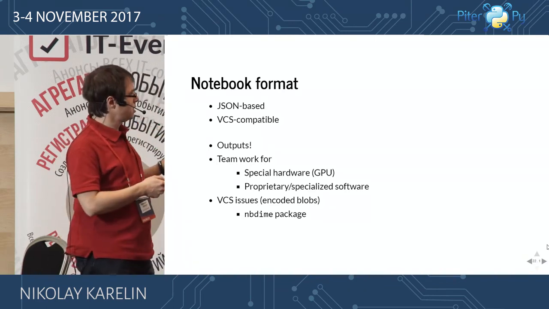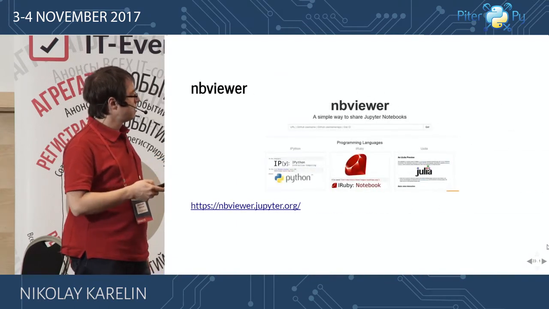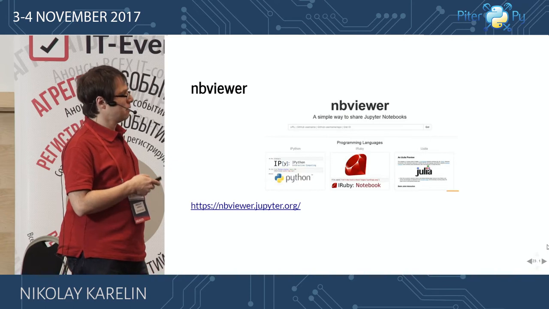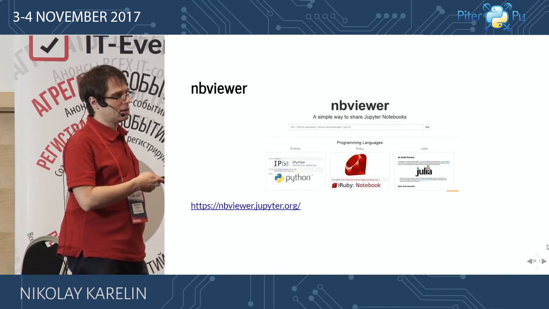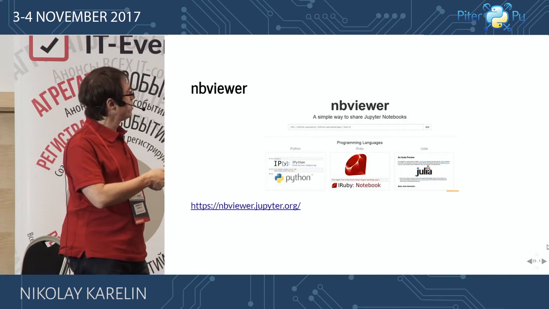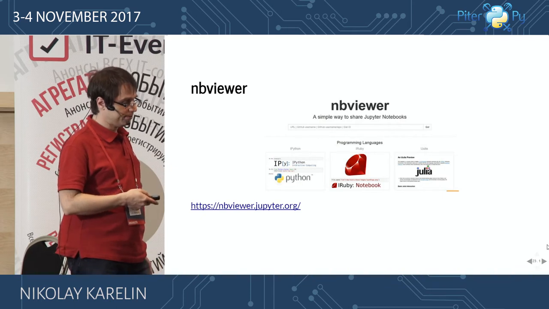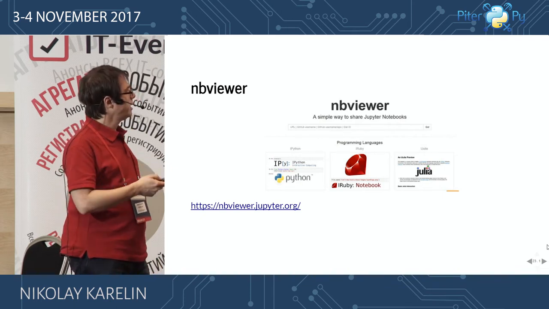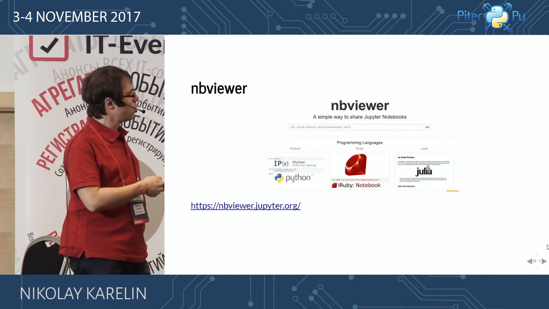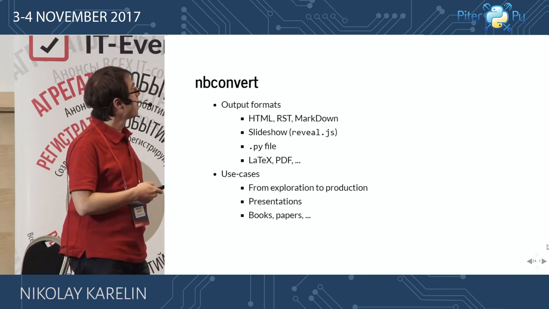You can still give others the possibility to see your results and analyze them. And more importantly, if the notebook is already somewhere on the web, for example, in GitHub, the NB viewer, a special piece of software from the Jupyter developers, can be used to just show this notebook to everybody who can access the internet.